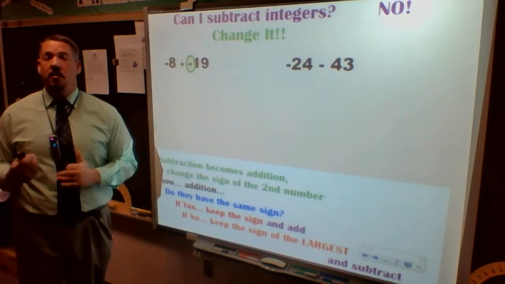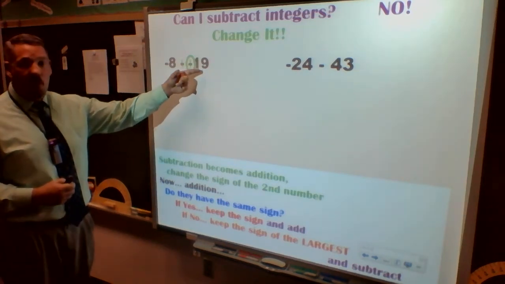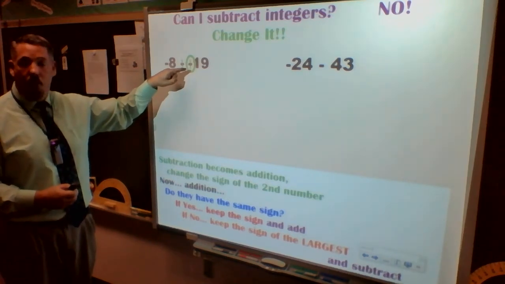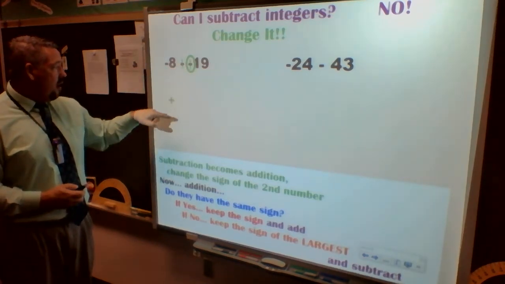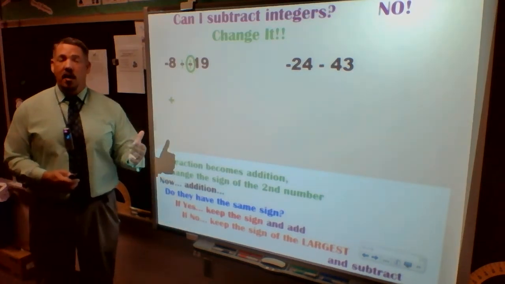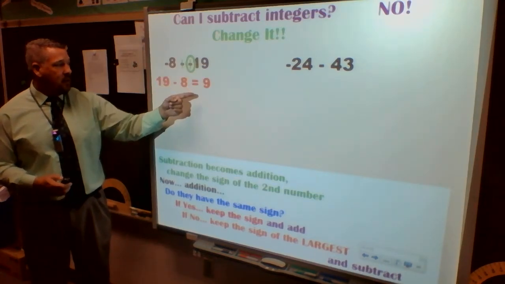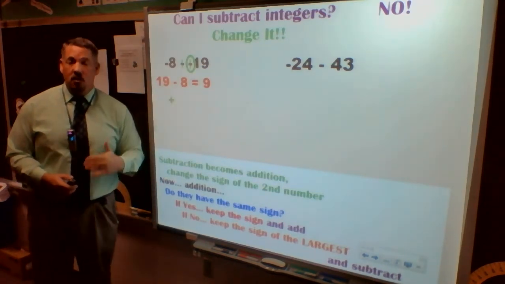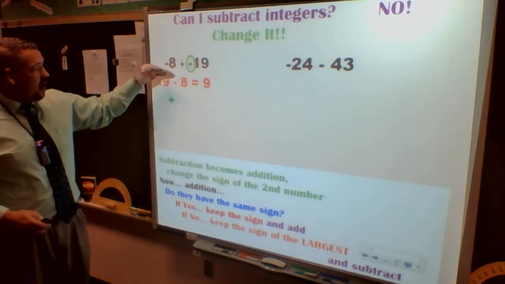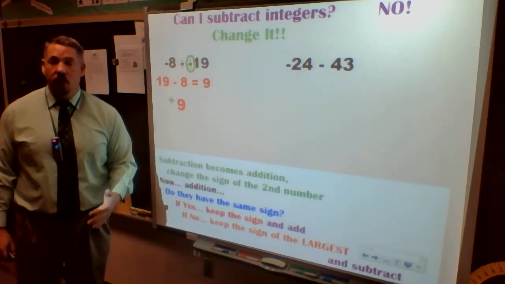Once again, yesterday's assignment of adding integers. My largest number is 19 when I compare 19 and 8. So I know I'm going to keep the positive. Then, when I keep my positive, it tells me, well, they're opposite signs, so now I have to subtract. And I take 19 minus 8, have to put the largest one first, subtracted by the second one, or the smallest number. 19 minus 8 is 9, so I know my answer is simply a positive 9.